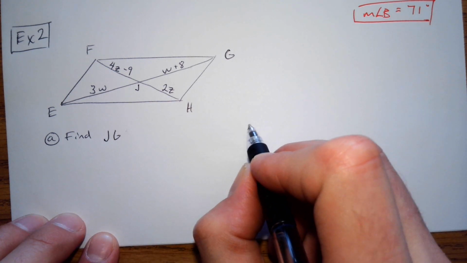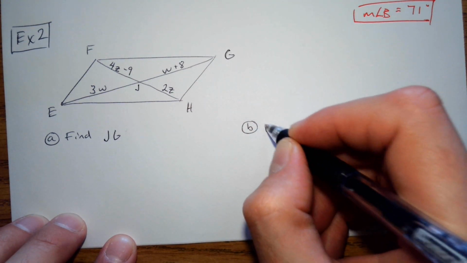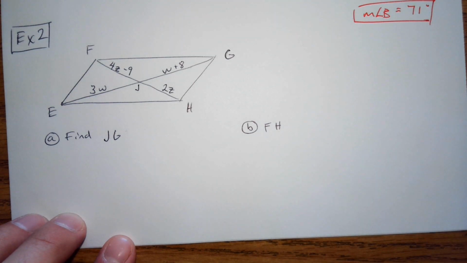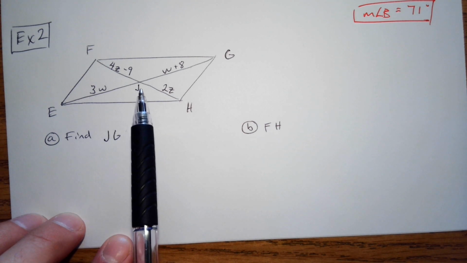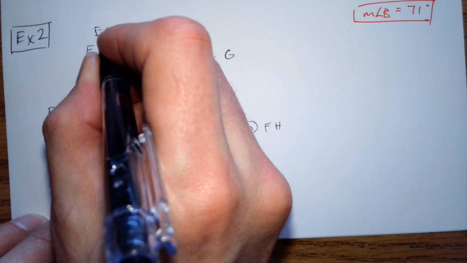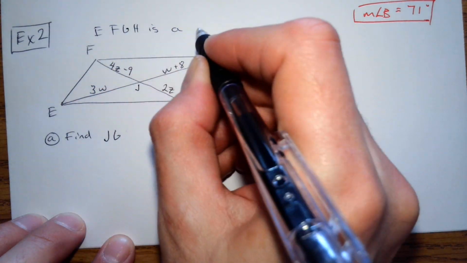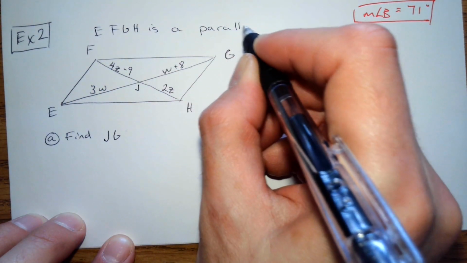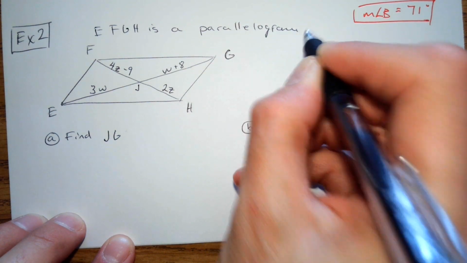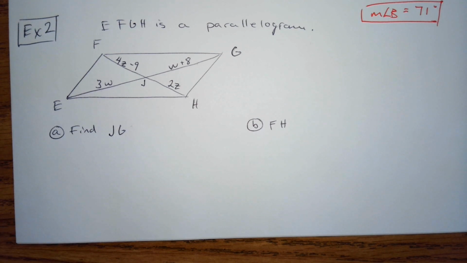Find the length of JG and the length of FH. J is the center where the two diagonals intersect. And just to be clear, I should have written this on the other one, but E, F, G, H is a parallelogram. This will be our last example.